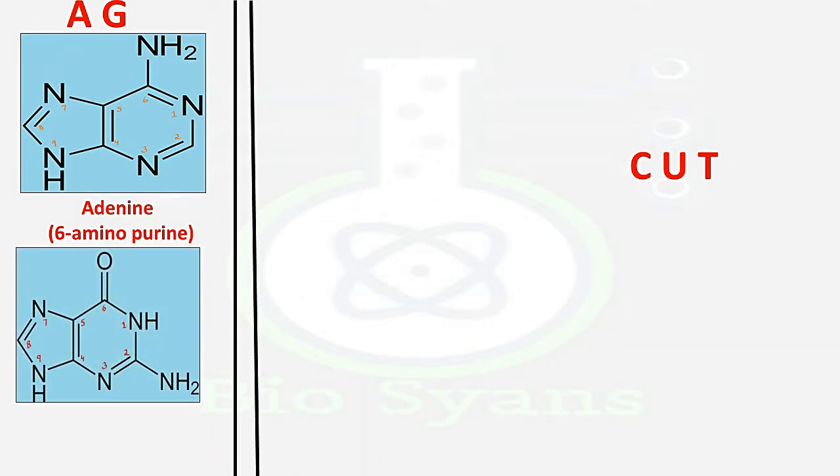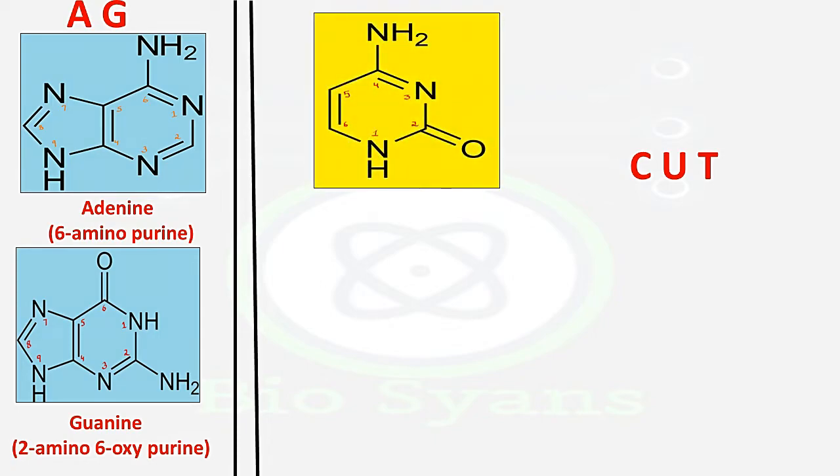As we see the next structure, it has an amino group at the 2nd position, whereas at the 6th position it has an oxo group. This structure is a guanine structure. So this is also known as 2-amino-6-oxypurine. The next one is the pyrimidine, and this one is a very well known structure of a cytosine.